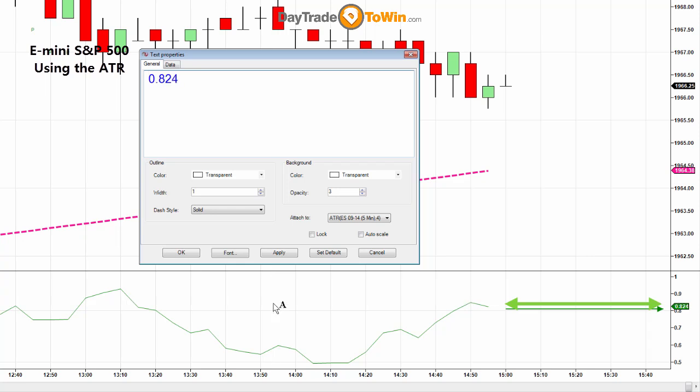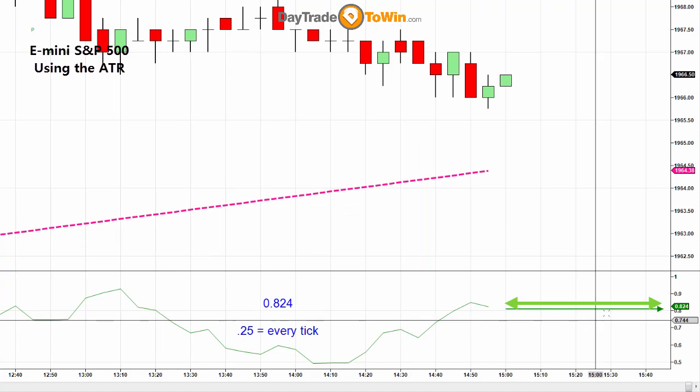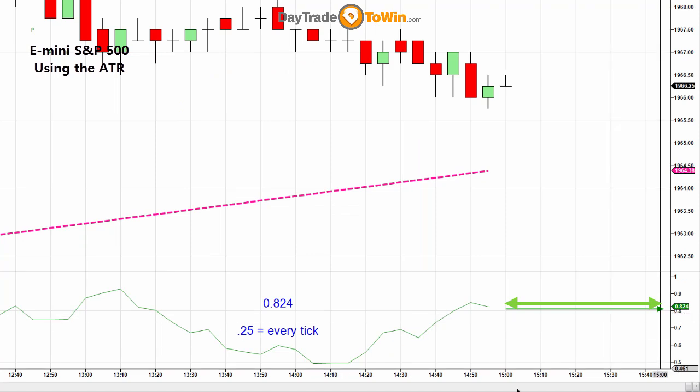So really, what does that mean? Well, the E-mini S&P works in quarter point increments. So every tick that moves up or down is worth a quarter of a point, 0.25. When you look at this value, 0.824, it's telling me that the market has moved up 3 ticks, but not quite 1 point. 1 point would be this one over here. So the scale is in points.